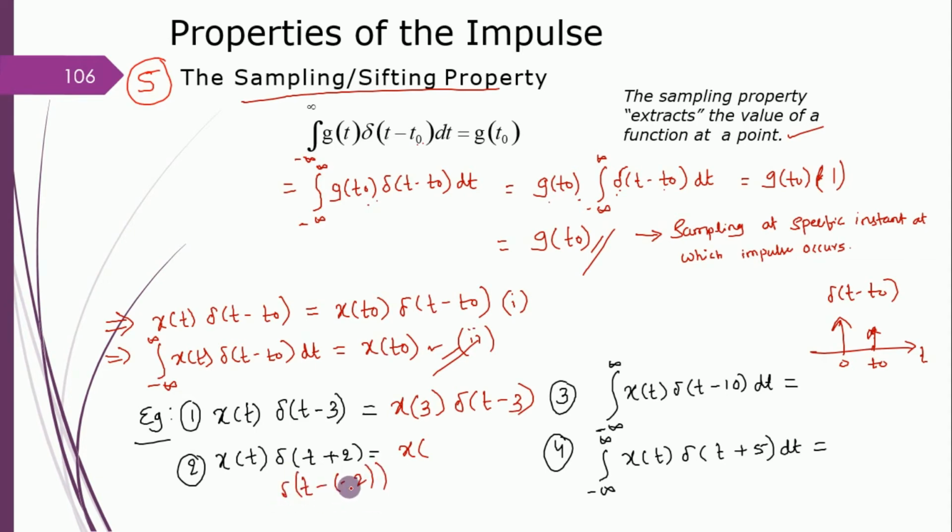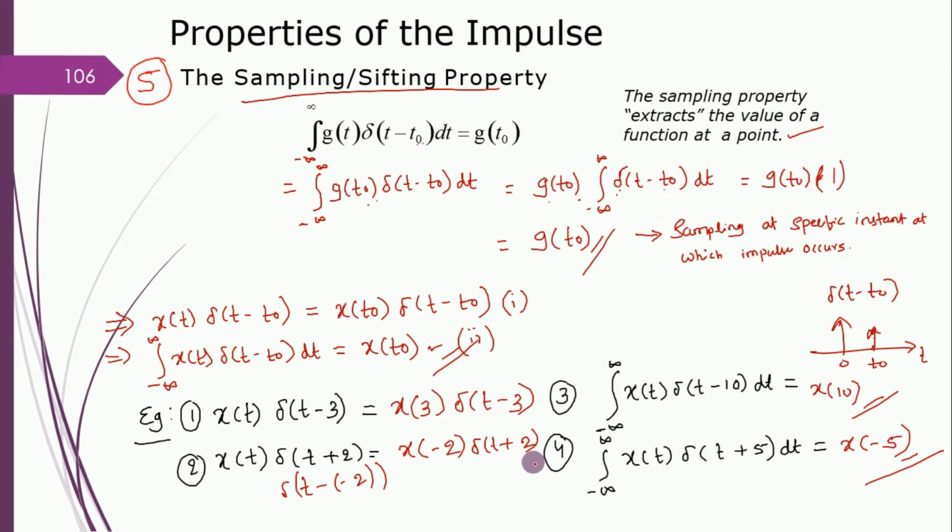So hence the value of t naught is minus 2. So I write x of minus 2 delta of t plus 2. Similarly here I am having integration, so x of 10 times the integration of delta of t minus 10 will result in 1. 1 into x of 10 is x of 10 itself. This is the answer. Similarly here it is nothing but t minus of minus 5, hence I get t naught as minus 5. The integration of delta will give you area equal to 1, hence it is x of minus 5. Very important definitions and illustrations of unit impulse.